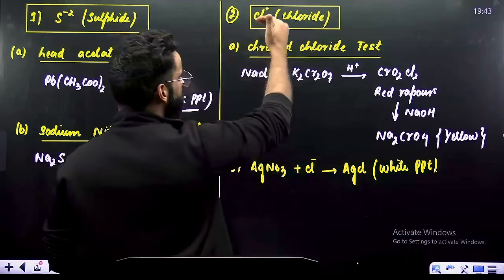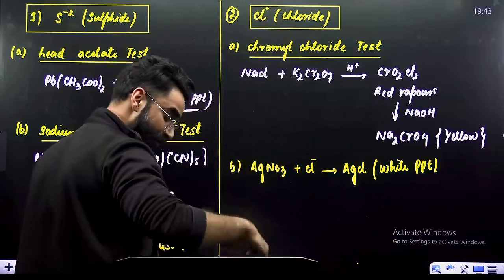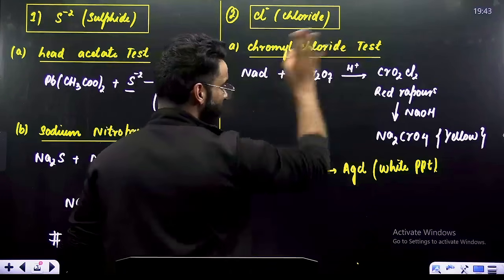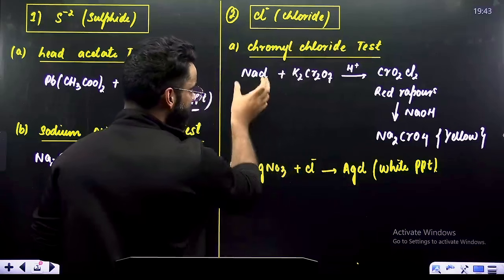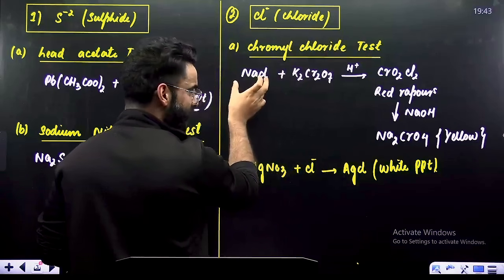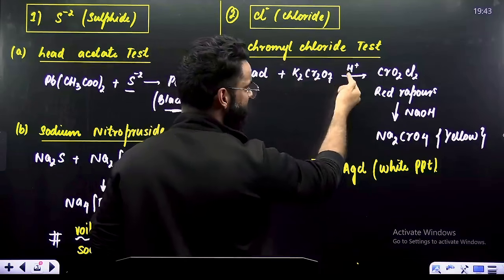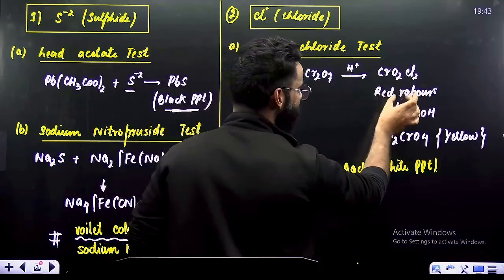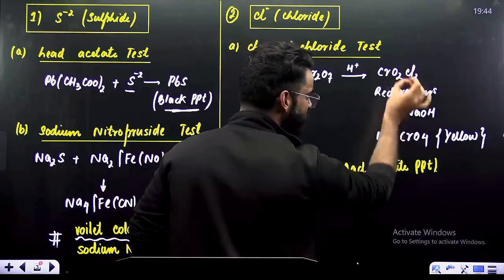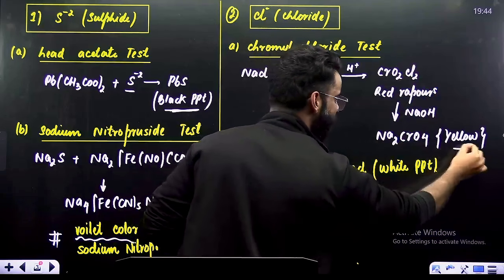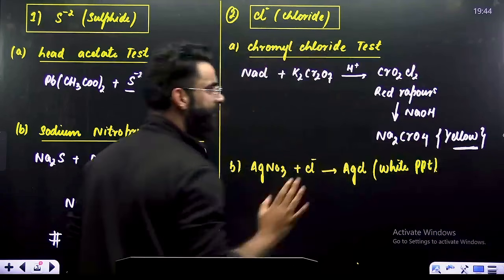Now, what about your chloride? My dear students, in your chloride, again, I've got 2 tests which you have to remember. One is called the chromyl chloride test. What happens in that? You'll be taking NaCl. NaCl is going to react with your K2Cr2O7 in acidic medium. What does it form? It forms red vapors, your CrO2Cl2, which on further treatment with NaOH forms Na2CrO4, which is yellow in color. This is something which you are going to remember.